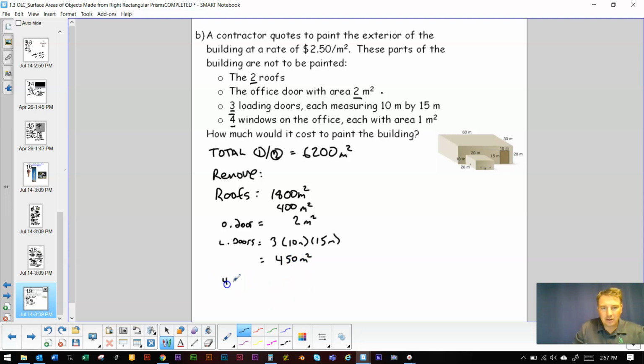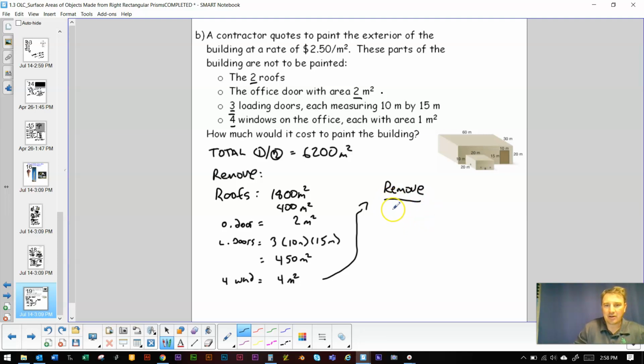And then we got 4 windows, and they're all 1 meter squared, so that's just 4 meters squared total. So what do we need to remove? Let's get one number for what we need to remove so that we can just make a simple subtraction at the end.